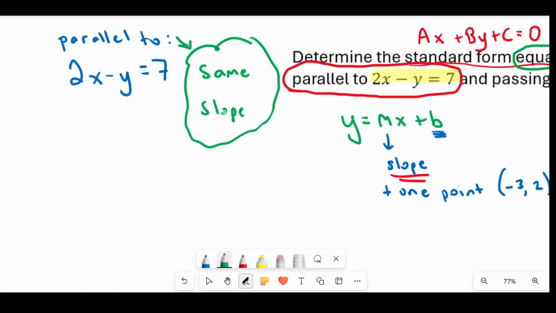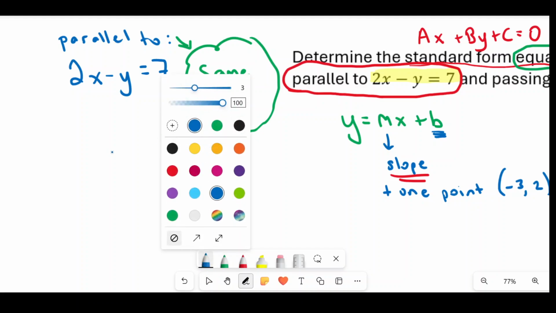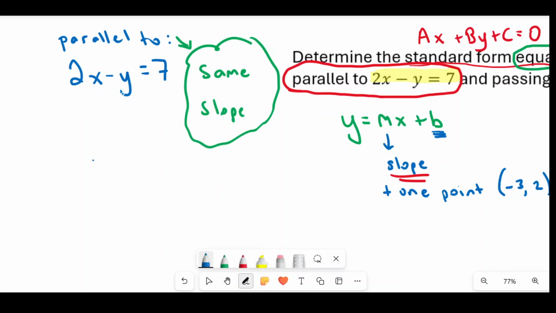So what do we know about this line we're given? Well, first of all, it's given in sort of a weird form. It's not quite standard form. If it was proper standard form, of course, it would be equal to 0. But that's okay, because I don't need it in standard form. What I need is the slope of this line. And the easiest way to find the slope of the line is to write it in y equals mx plus b mode. So I'm going to rewrite this equation into y equals mx plus b.